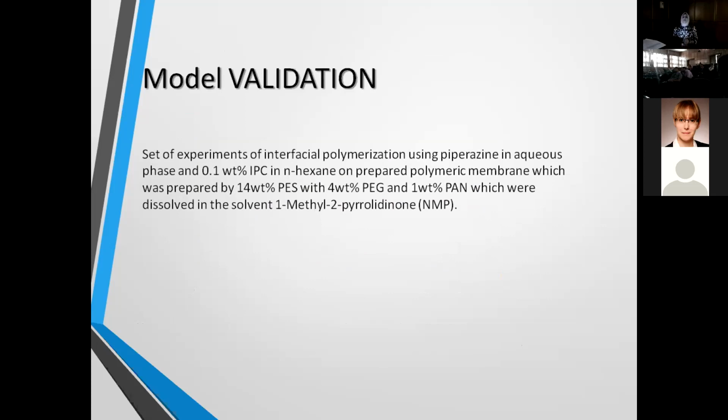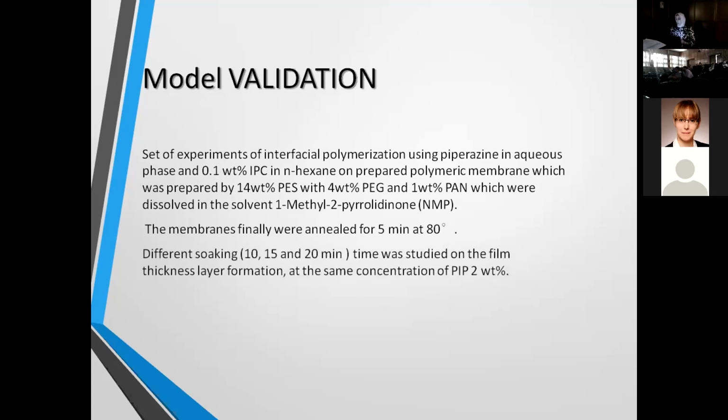Model validation: we set up an experiment to prepare the interfacial polymerization and polymeric membrane by using 0.1 weight percent isophthaloyl chloride and 2 weight percent piperazine in n-hexane, and prepare the polymeric membrane by using 14 weight percent polyethersulfone with 4 weight percent polyethylene glycol and 1 weight percent polyacrylonitrile, dissolved in 1-methyl-2-pyrrolidone and annealed for 5 minutes at 80 degrees Celsius, and soaking the membrane for different times: 10 minutes, 15 minutes, and 20 minutes.